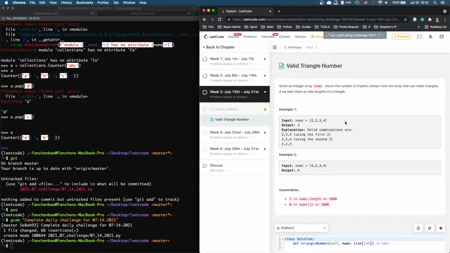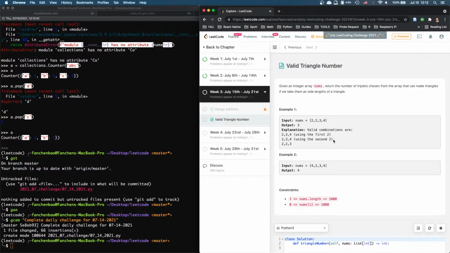Okay, valid combinations. 2, 3, 4. Using the first two, using the second two. What do you mean using the first two and the second two? Oh, that's the only combinations. 2, 2, 3. Wait, what? Using the first two. Oh, because these are different twos, so I'm using the first two, the second two.